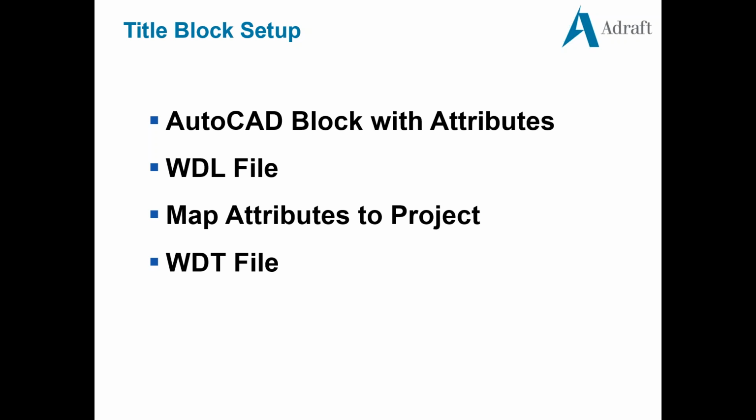We're going to show you how you can link an AutoCAD block. It doesn't need a special name, doesn't need any special attributes, but you're going to take that block with the attributes and map it to a project. Without this, you don't get all the automatic or any of the automatic title block update utilities. Once again, the WDL file is extremely important when you map the attributes to a project during a title block setup. The WDT file automatically gets created once you've mapped the attributes to the project. It's the title block setup.